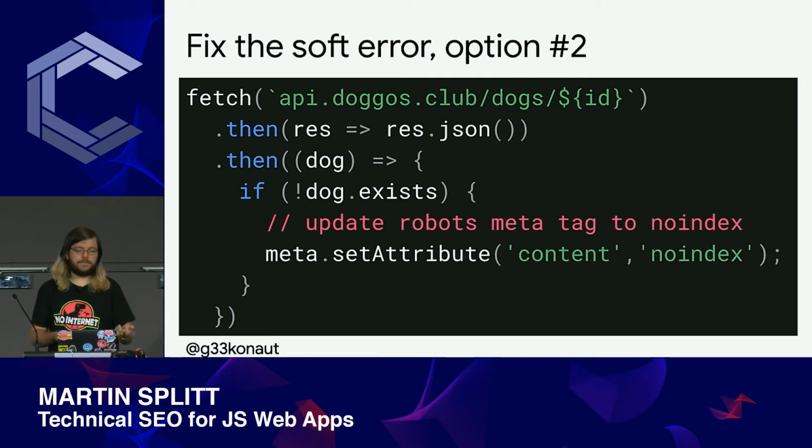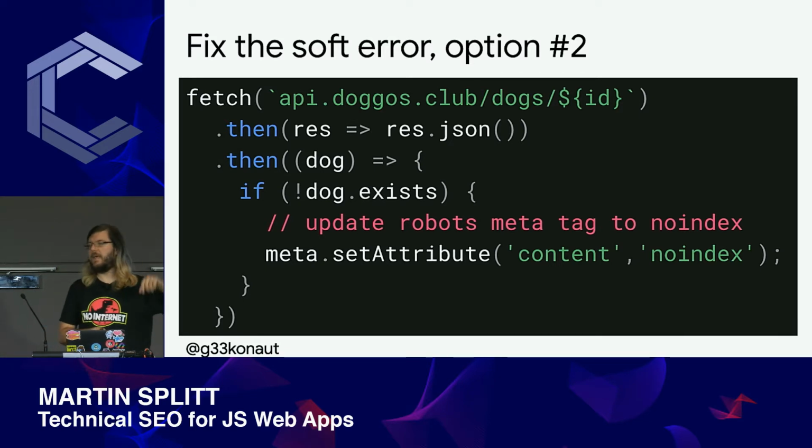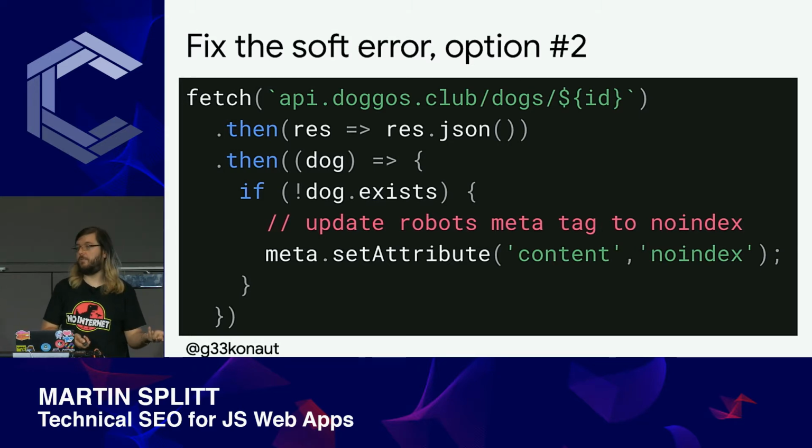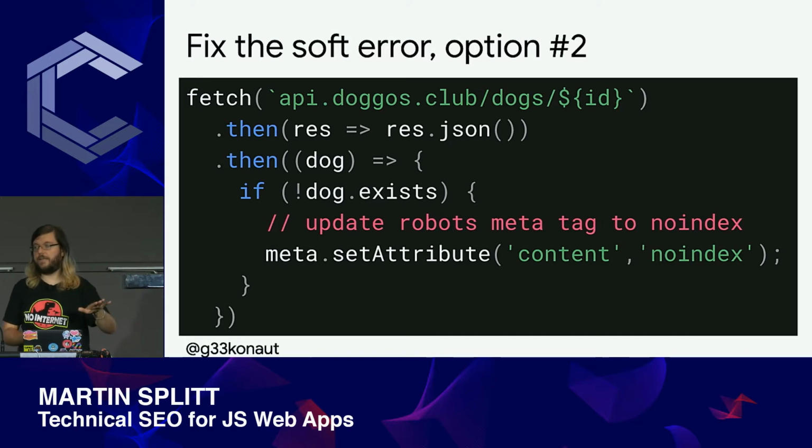Alternatively, you can also have a meta robots tag somewhere that says index me, and then basically change that to noindex as you find out that this page shouldn't be indexed. We're going to execute the JavaScript. We're going to see the noindex. We're not going to index it.